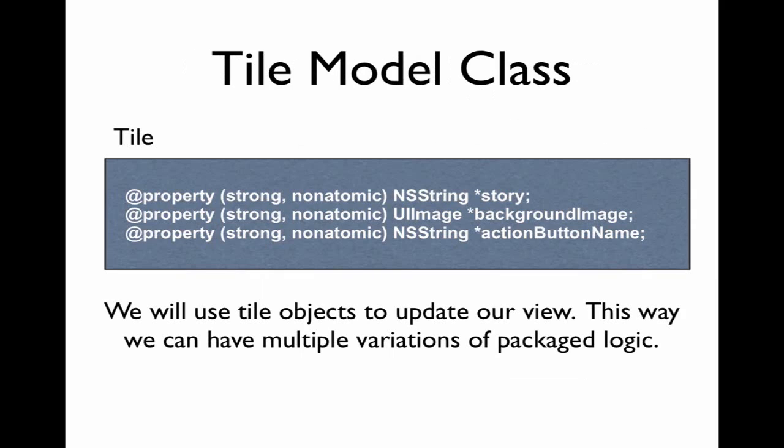We're going to use a tile model class, and your tile header file to start with should look something like this. And what this is going to allow us to do is package all the information to update our views dynamically in a single object. So our story, our background image, and our action button name will be stored in one object. And when we go to a new coordinate on our coordinate system, we'll find the tile for that coordinate and we'll update our view dynamically.